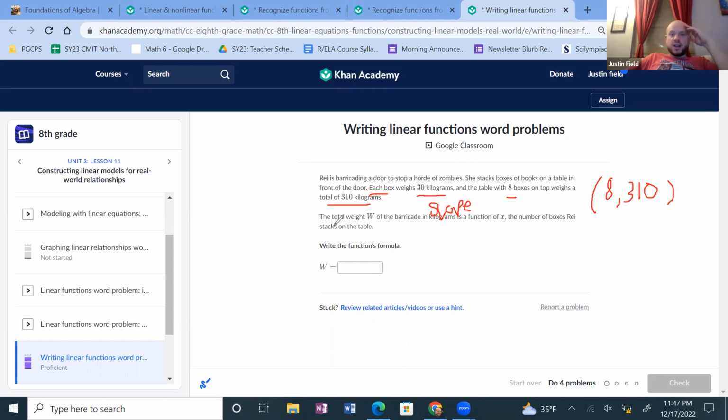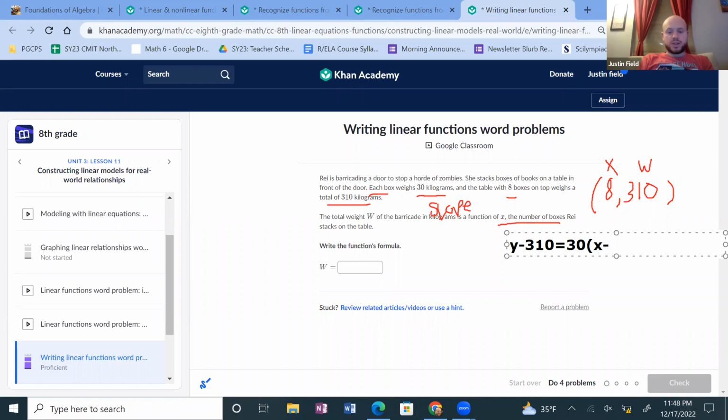All right, now let's see if I got it. The total weight, W, of the barricade is W as a function of x. All right, the number of boxes, which is what I said. Okay, good. So write the function's formula, and it says W equals, which means we can't use point slope form, but we can start with point slope form, which would be y minus y1, which is 310, equals m, 30, times x minus x1, which is 8.